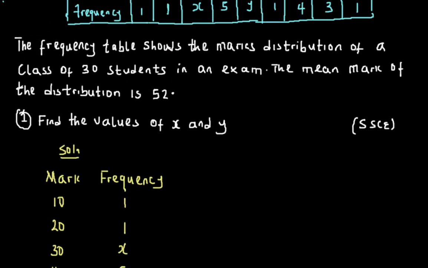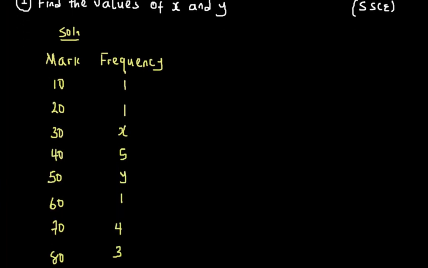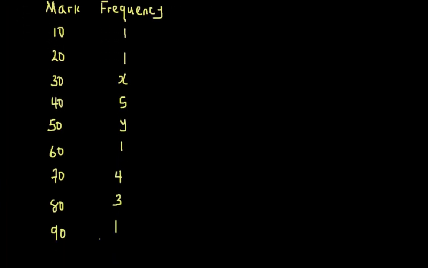The first thing we are told is that the frequency table shows the mark distribution of a class of 30 students. So the first thing we note in this question is that the total frequency equals 30. So what we mean by that is that when you sum up this frequency, you are going to get 30. Now, this is a clue to getting the solution to this question. We can have our first equation with this clue.